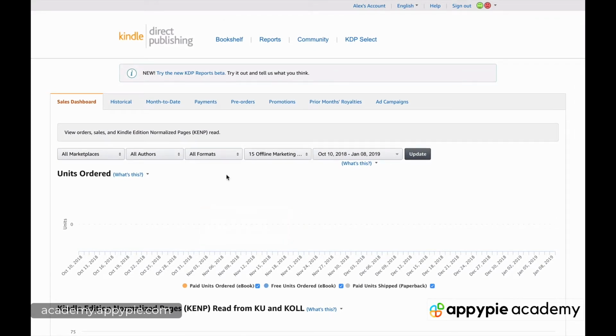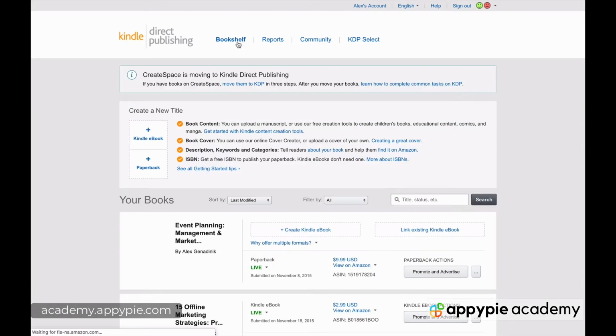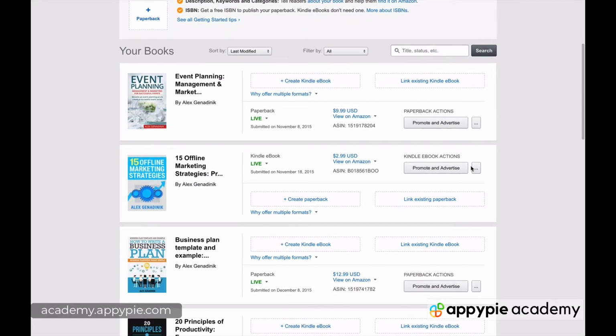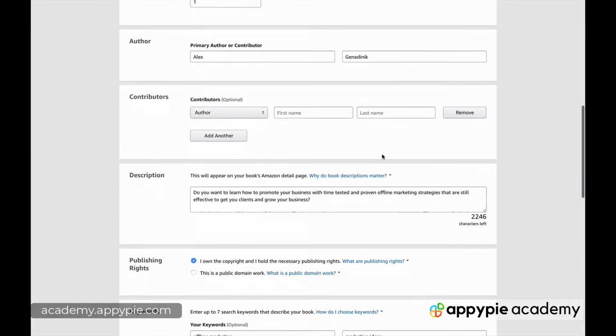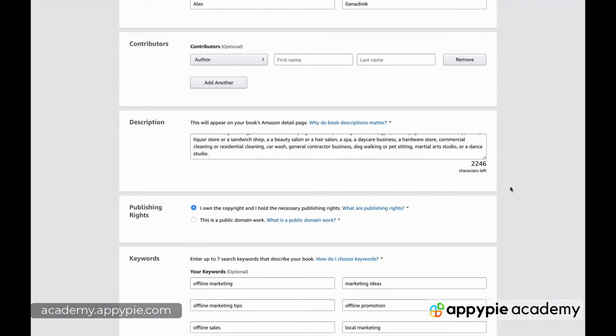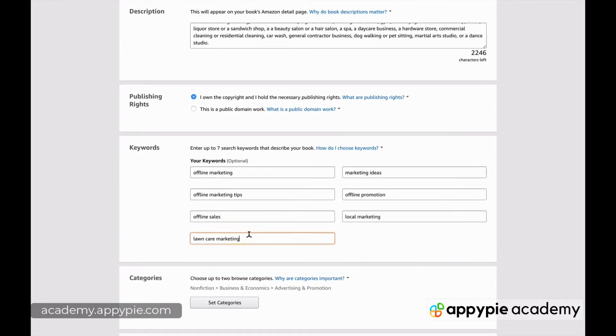So even a really weak, unauthoritative, low-ranking book is able to rank, and I'll show you how I use that keyword. If I go to my bookshelf and edit the details, what you will see is that I added this keyword right here, lawn care marketing, precisely only for this experiment.